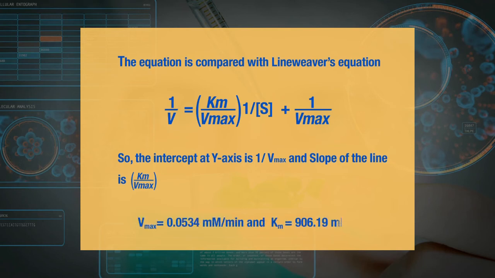Therefore, Vmax is equal to 0.0534 millimoles per minute and Km is equal to 906.19 millimoles.